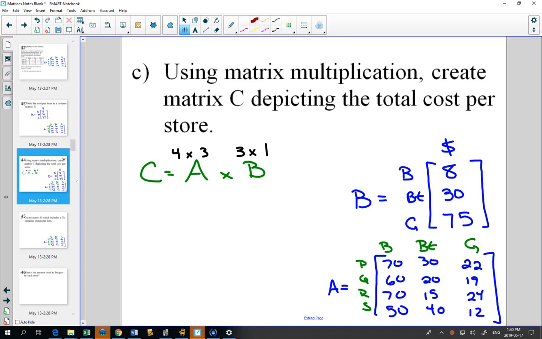It wouldn't work if I changed the order, because then the middle numbers wouldn't match. The third important thing is not only in a word problem do the middle numbers have to match, they have to mean the same thing. So my middle numbers in A stood for B, BT, and G, and my middle number here stood for B, BT, and G. Right? And my 4 at the beginning stood for P, Q, R, S, and my 1 at the end was just money, cash.